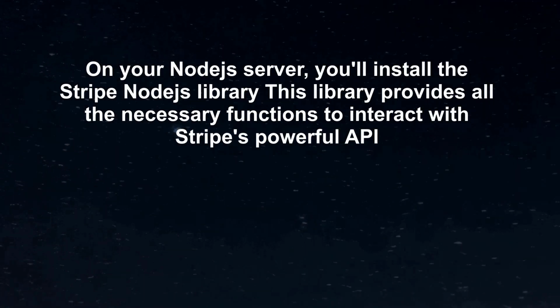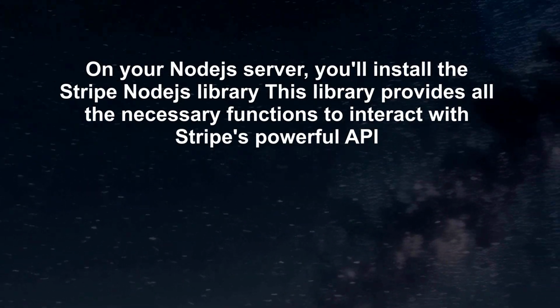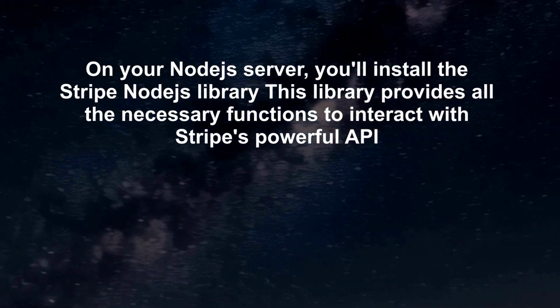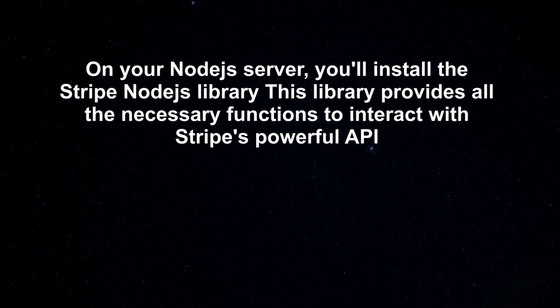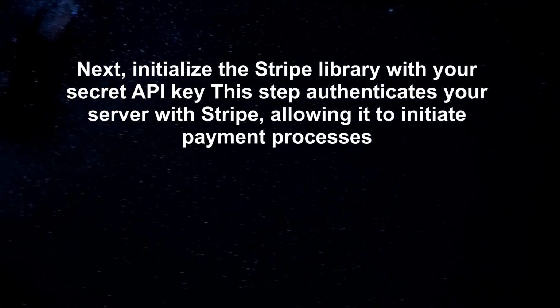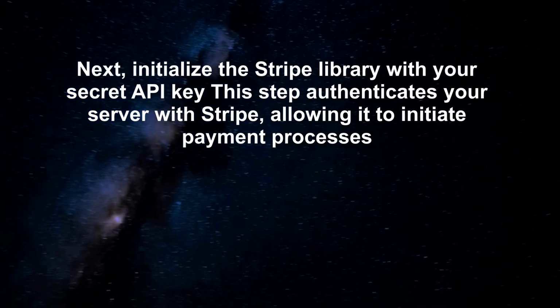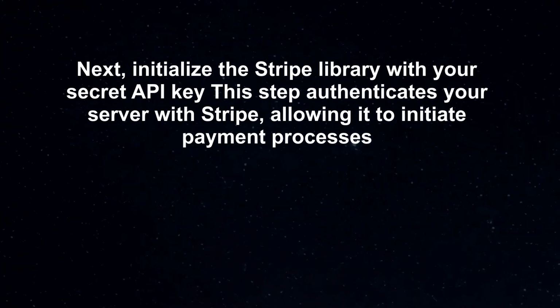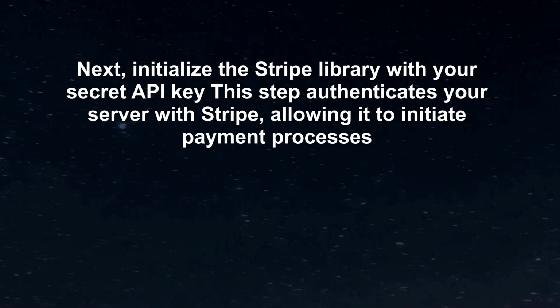On your Node.js server, you'll install the Stripe Node.js library. This library provides all the necessary functions to interact with Stripe's powerful API. Next, initialize the Stripe library with your secret API key. This step authenticates your server with Stripe, allowing it to initiate payment processes.